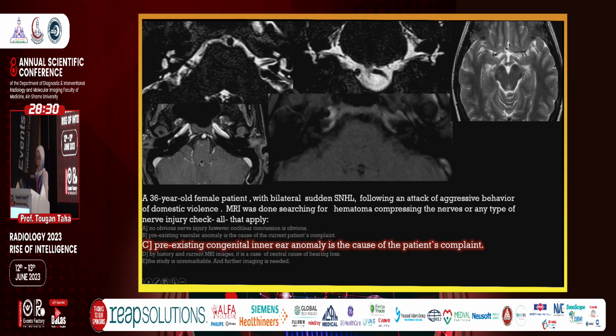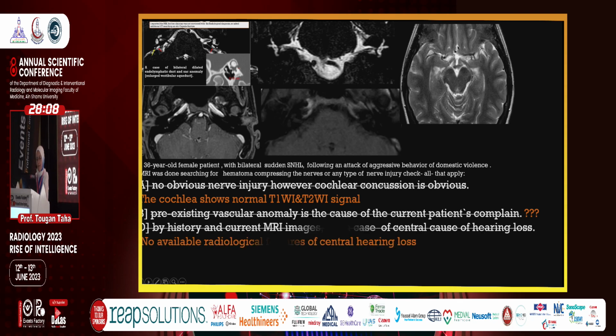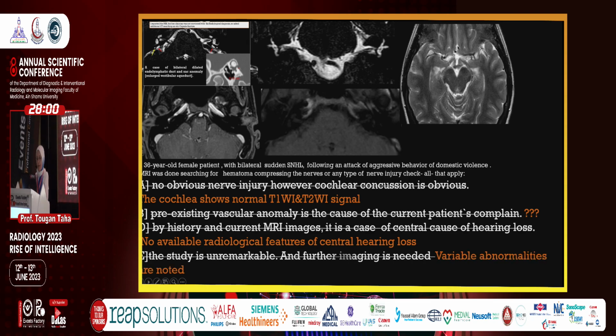The correct answer is pre-existing congenital inner ear anomaly is the cause of the patient's complaint. Sentence A is wrong as there is no cochlear concussion. The cochlea shows normal signal in T1 and T2. Sentence B is wrong and I will discuss this choice later. Sentence D is wrong as there are no radiological features of central hearing loss. And sentence E is wrong as variable abnormalities are noted.